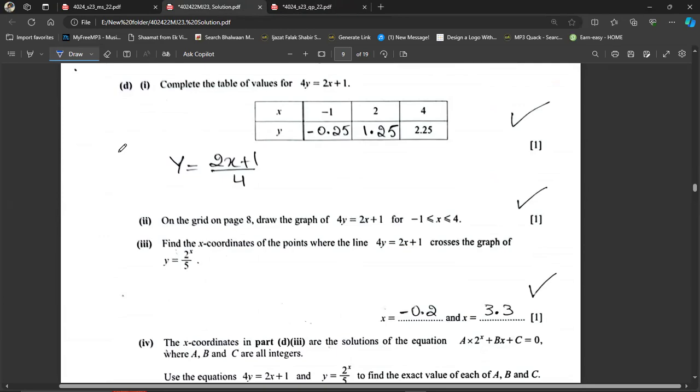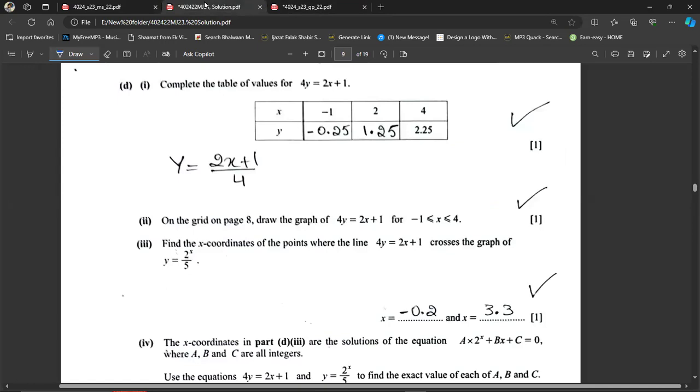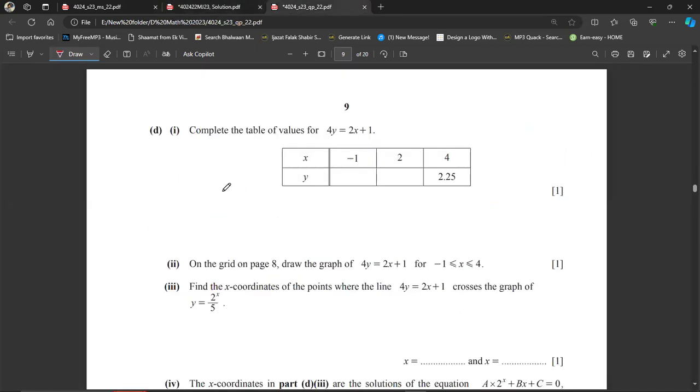When in the place of x you substitute minus 1, the y value will be minus 0.25. In your calculator, you will write 2 bracket start minus 1 bracket close plus 1, equals, divided by 4, equals, you will get minus 0.25. Then in the place of x, I will substitute 2. So in your calculator, you will write 2 bracket start 2 bracket close plus 1, equals, divided by 4, equals, you will get 1.25. So let's check, our answers are right. This is how the first part of the D part is done.